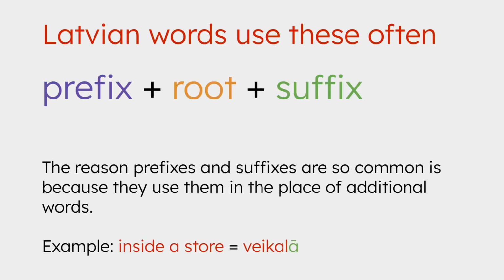Now, when we're talking about Latvian words, we have to remember that they use prefixes and suffixes very often. And then it goes prefix plus the root plus the suffix. The reason that they use prefixes and suffixes so often is because Latvians use them in the place of additional words. So in English, we would say inside a store, but in Latvian, they only have to say veikalā because the A with the hat, which is what I call those little lines, that represents in. That suffix means inside, in, or at.